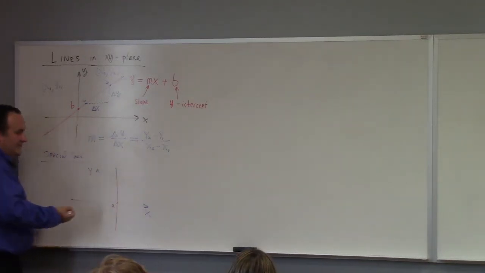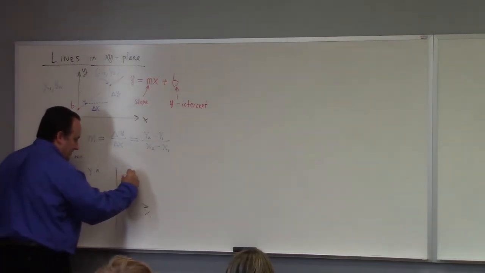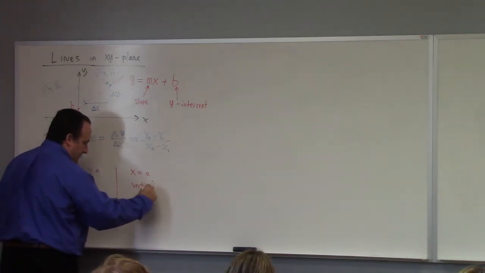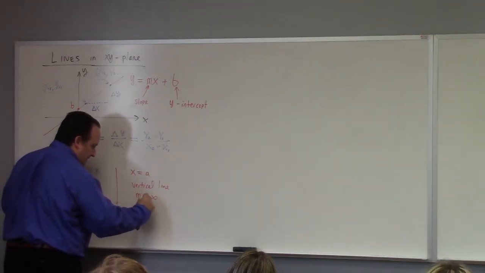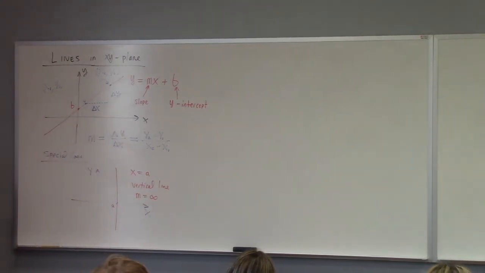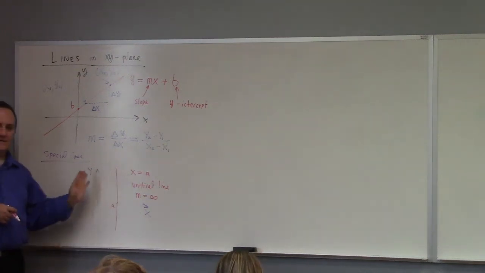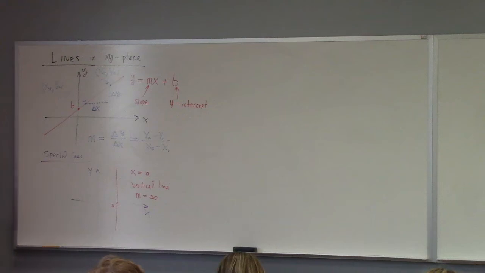Anyway, the equation of this is not y equals mx plus b. This is a vertical line. What's the equation of it? In this case, x equals a. What's the slope? Some people would say it's infinity. Other people would say it's undefined. Vertical slope. Because the change in y is whatever you want it to be, but the change in x on this line never changes, it's just a. So you get division by 0 for the slope there.